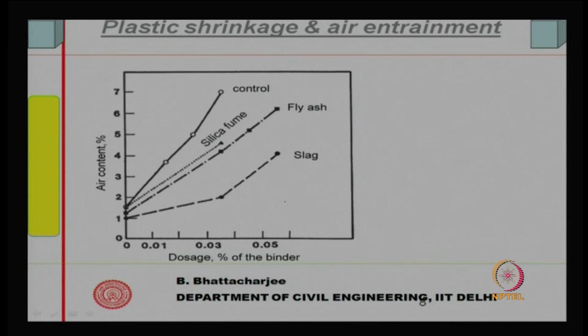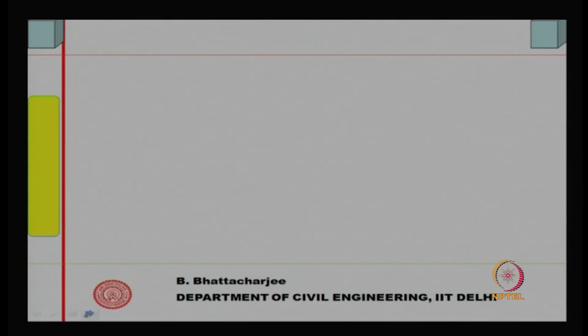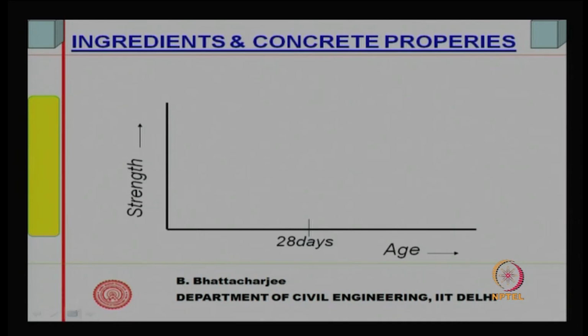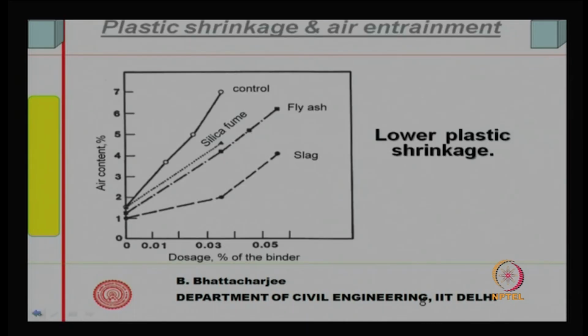If we look at plastic shrinkage first, we will have lower plastic shrinkage. That is because water is retained, and the volume changes are relatively less. So, they can hold together the water, and therefore overall volume change is less.